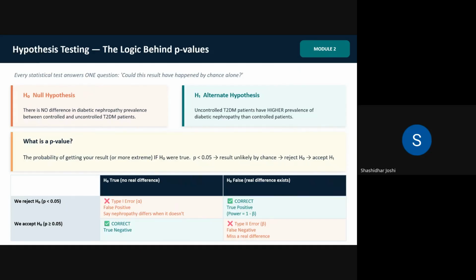After you do the data analysis, if your p-value is less than 0.05, then the result is unlikely by chance, or rather you say that we reject the null hypothesis and we are trying to prove that the alternative hypothesis is correct. Now what if the p-value is greater than 0.05? Then we say that the alternative hypothesis is wrong and the null hypothesis is true, meaning there is no difference in diabetic nephropathy between the two groups. As simple as that.